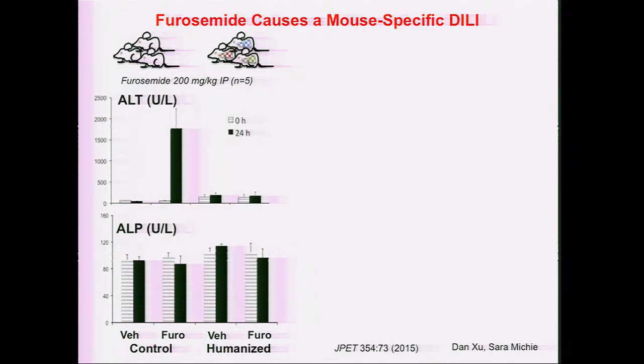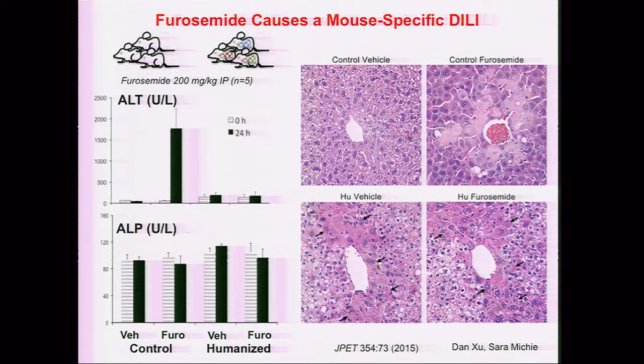This is the ALT level. 1 day later, it's way up. But you'll notice the humanized mice, you give them the same dose, there's no evidence of toxicity based on serum enzymes. And if you look at the histology, it's quite nice. Right here, there's necrosis right there in the typical position. But in the humanized mouse, there is absolutely no evidence of necrosis. You see no toxicity. There's no enzymatic activity of indicators of toxicity.